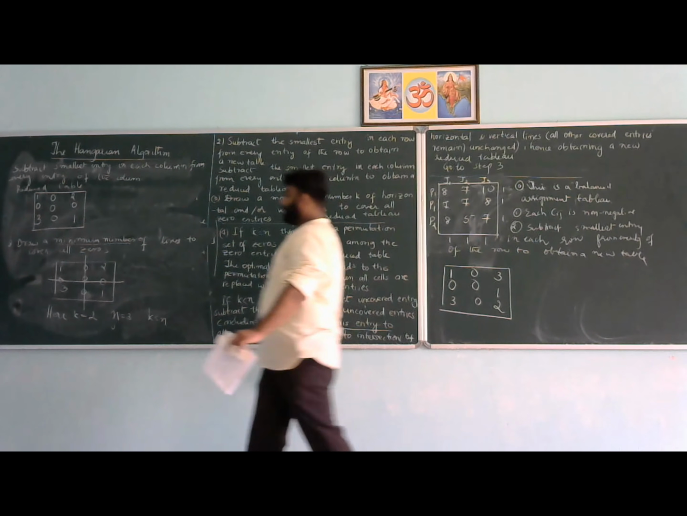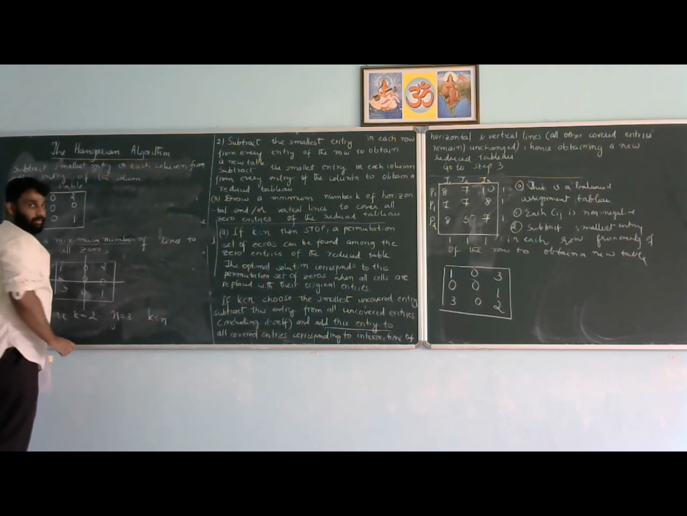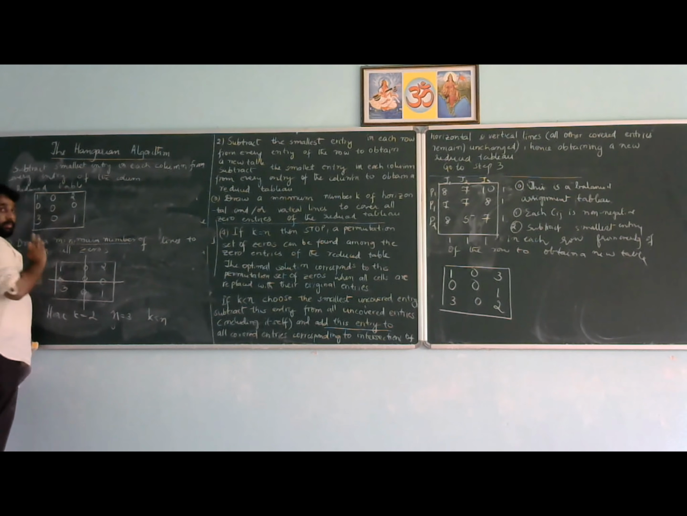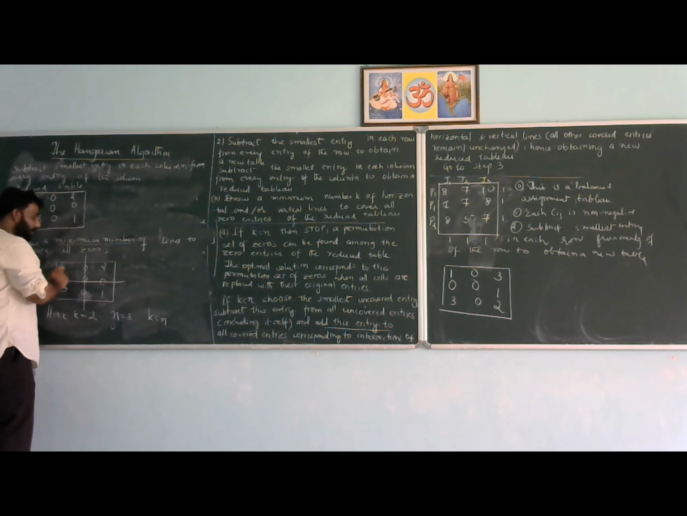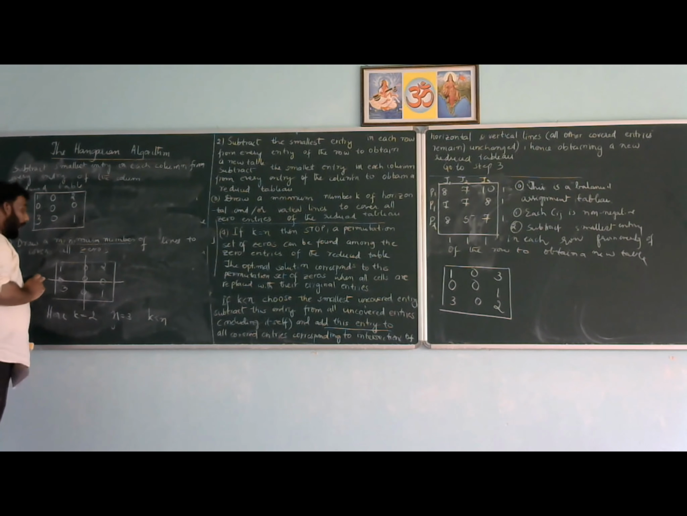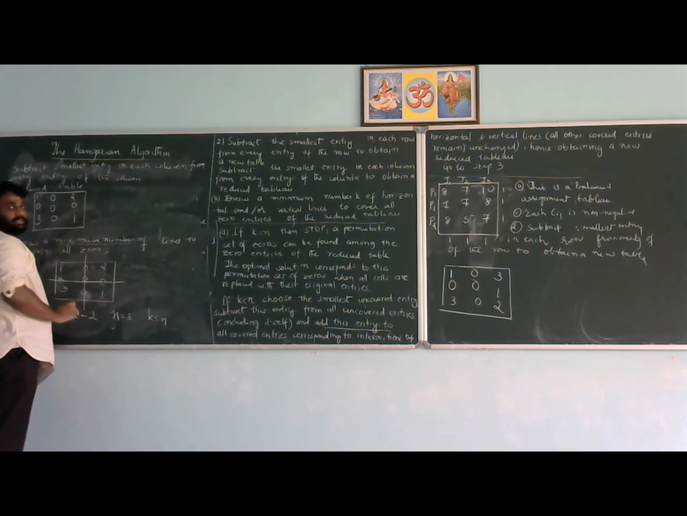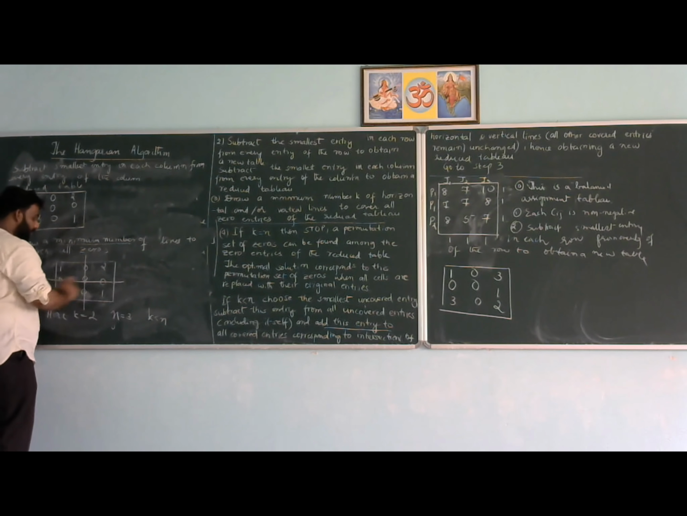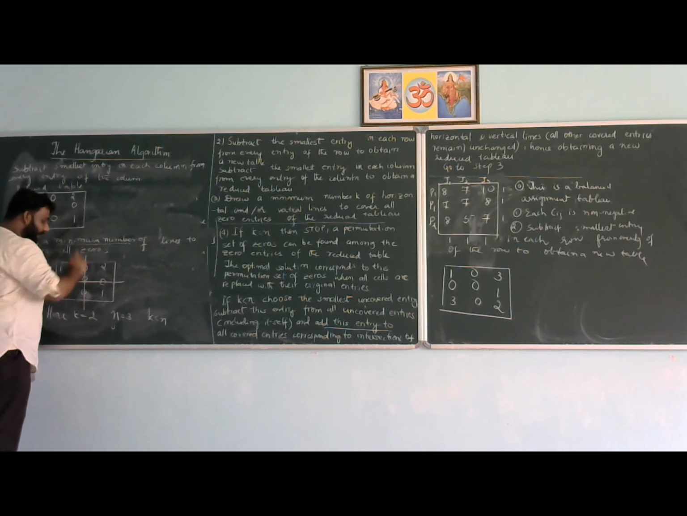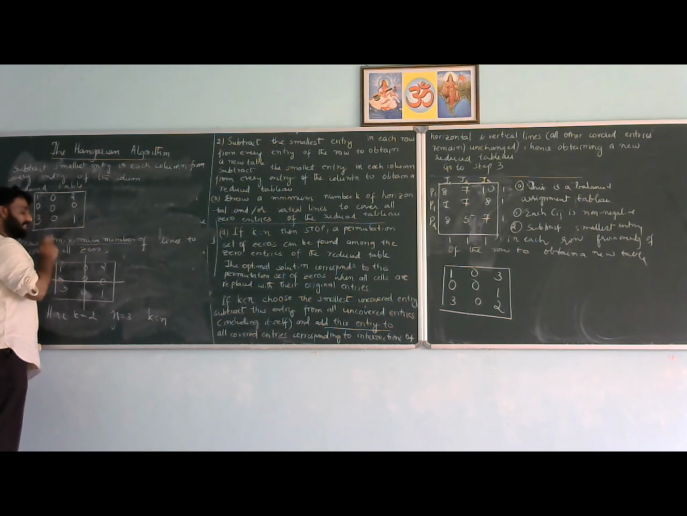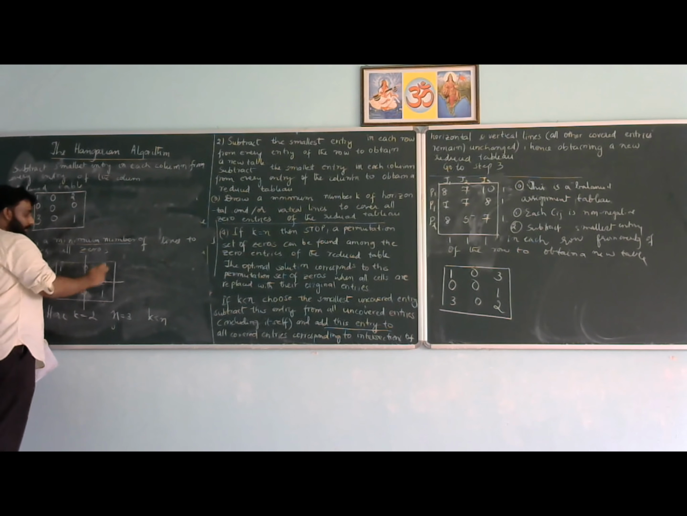Okay, what you have to do is choose the smallest entry. What is the smallest entry here? 1 is the smallest entry. We have to subtract it from all the uncovered entries, and add it at the intersection of the horizontal and vertical lines. What is the intersection of vertical and horizontal? It's a 0 only. This entry is the intersection of these vertical and horizontal lines. You have to add the smallest entry to this, and subtract it from all the remaining, uncovered entries.